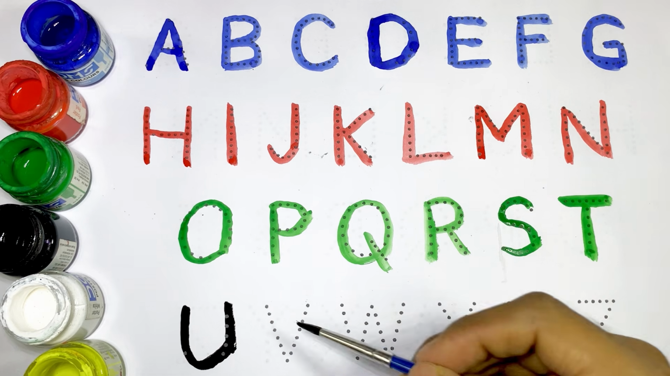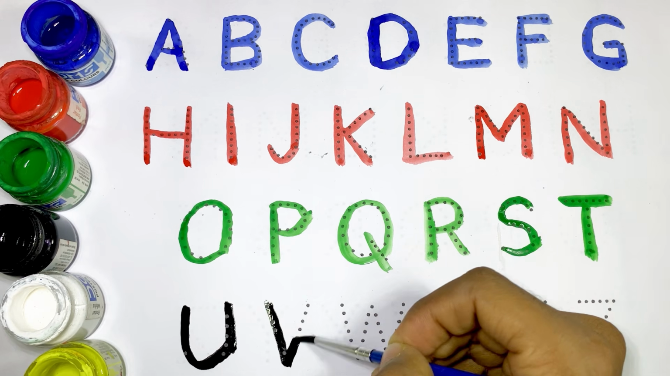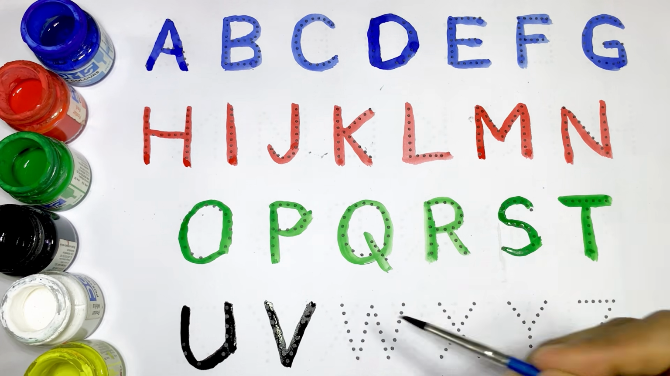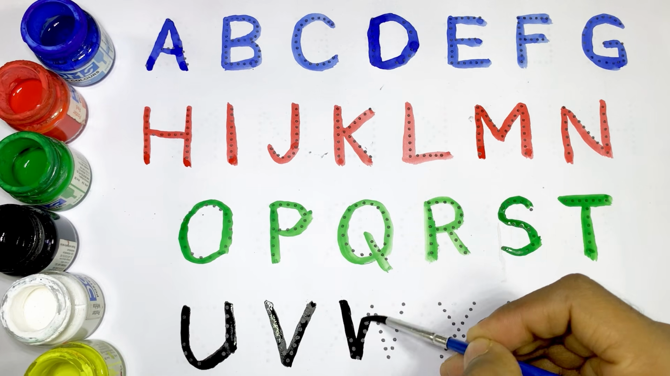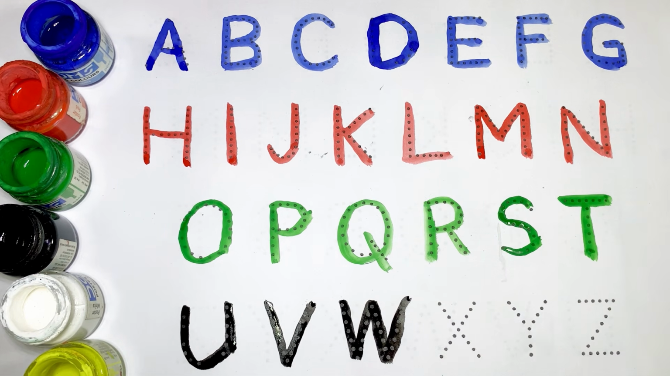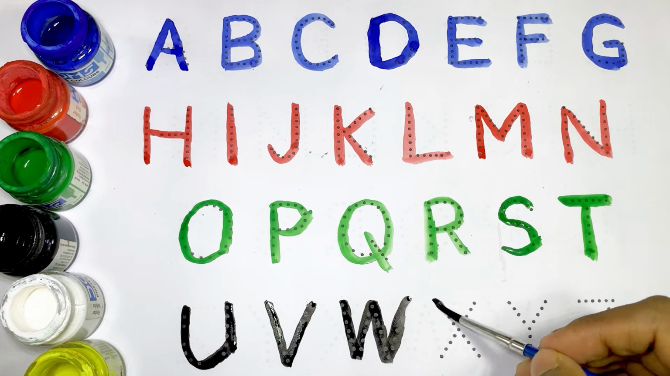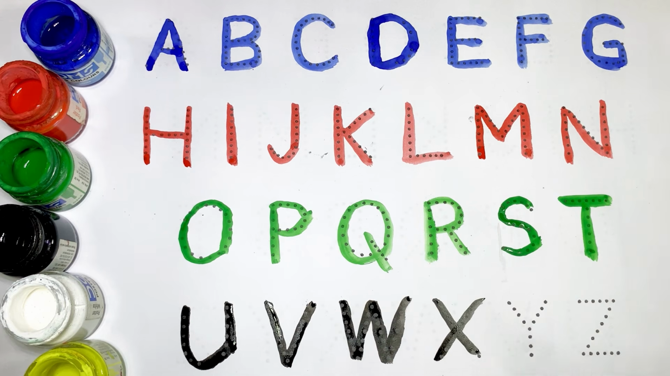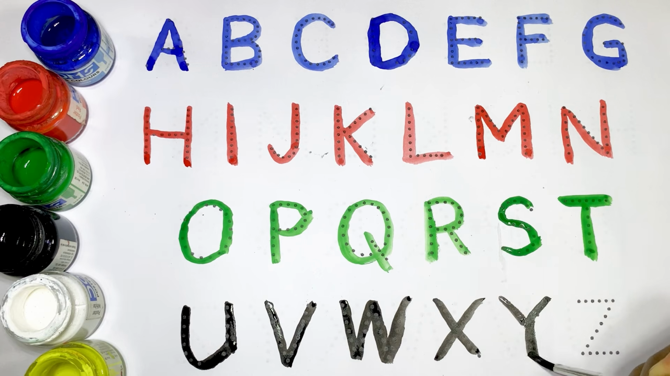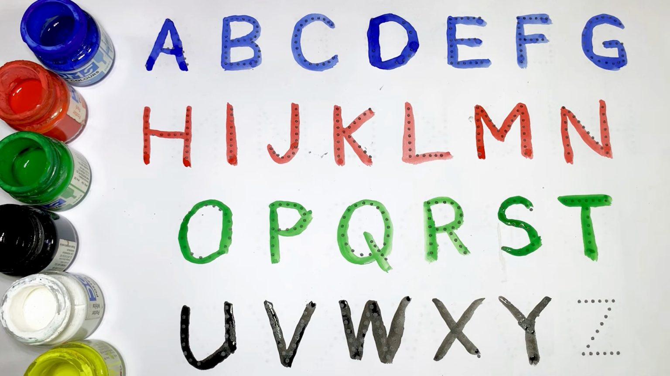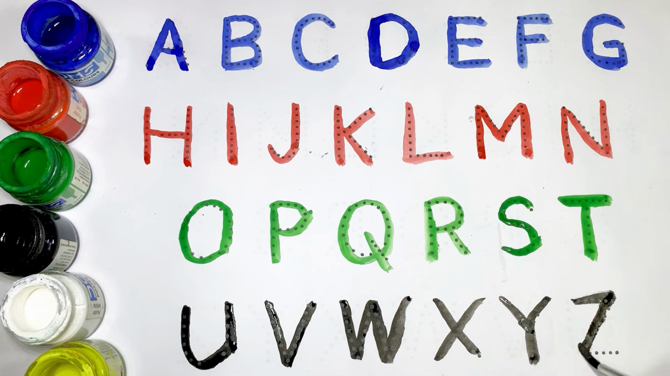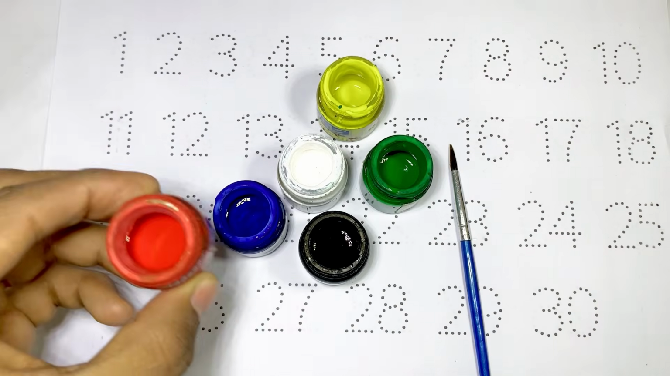U for umbrella. V for van. W for whale. X for telephone. Y for yo-yo. Z for zebra.